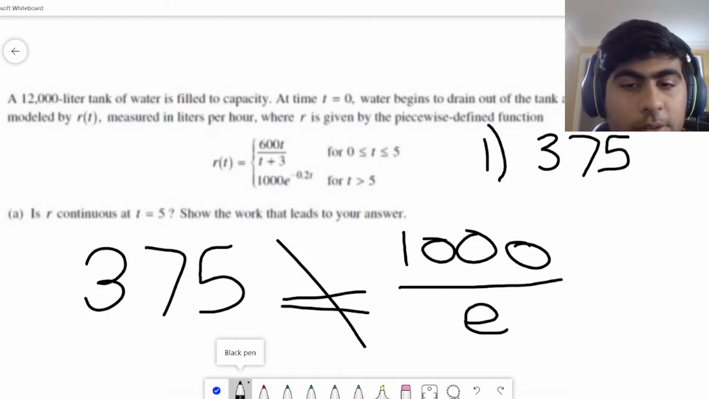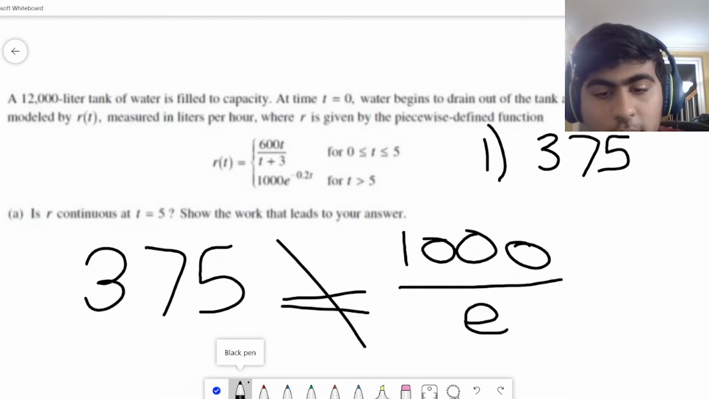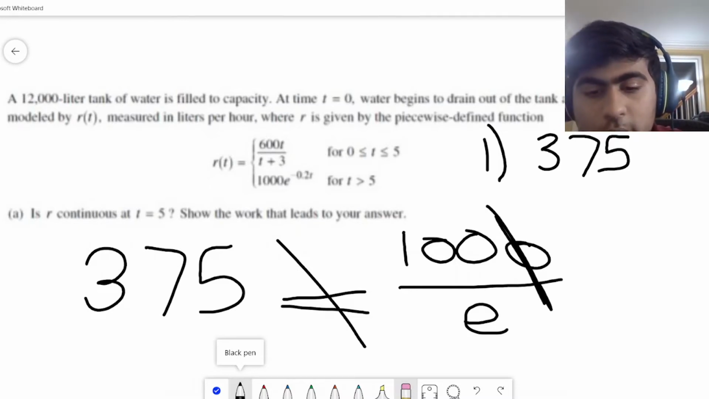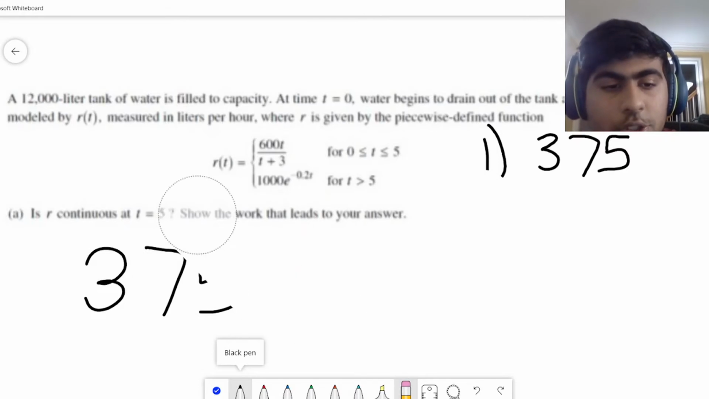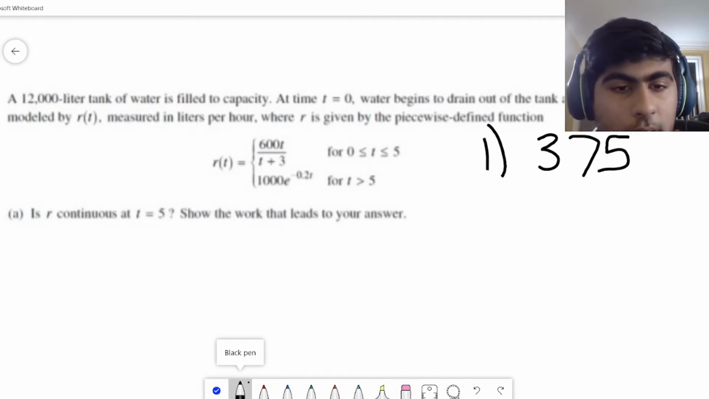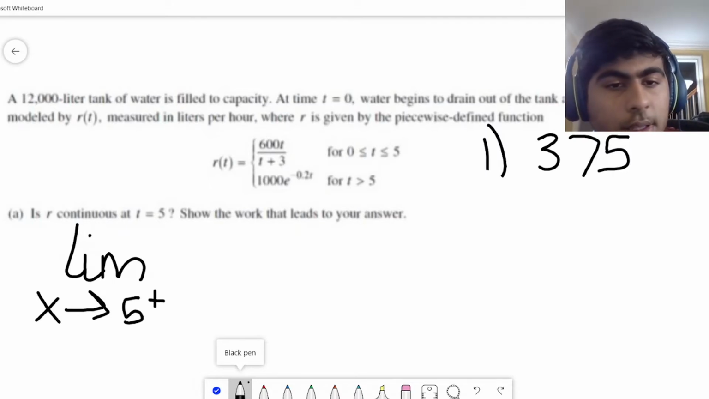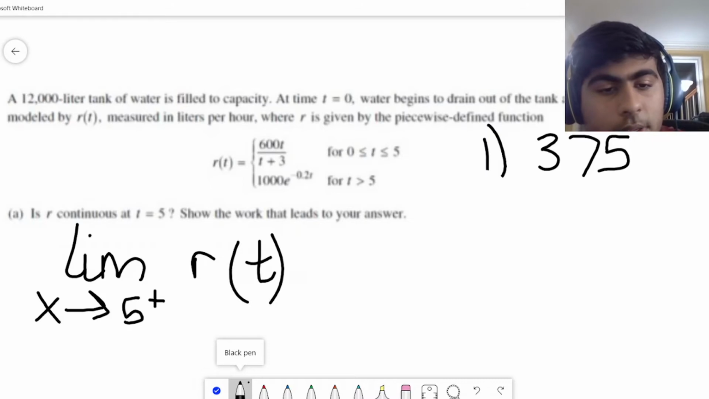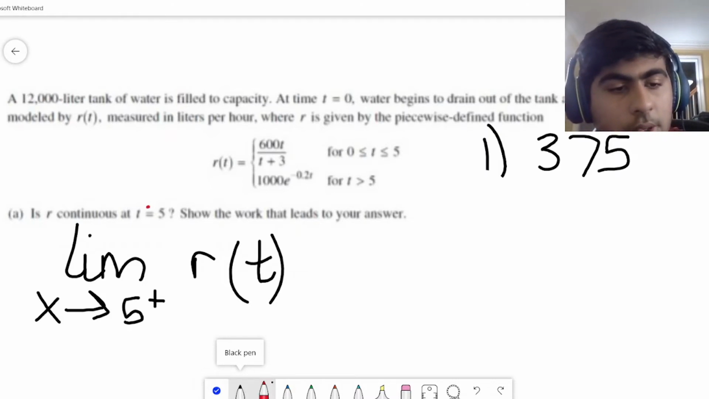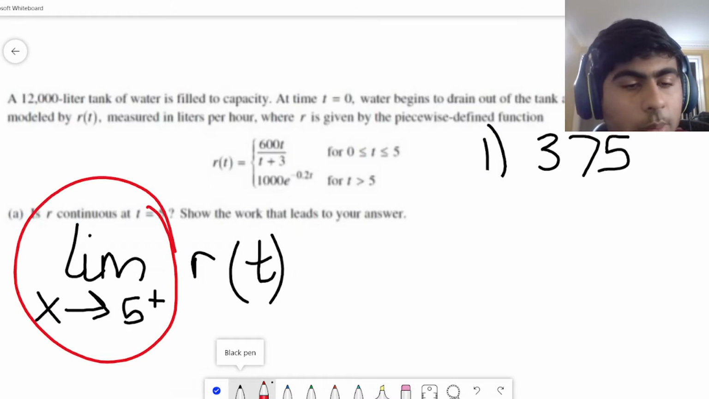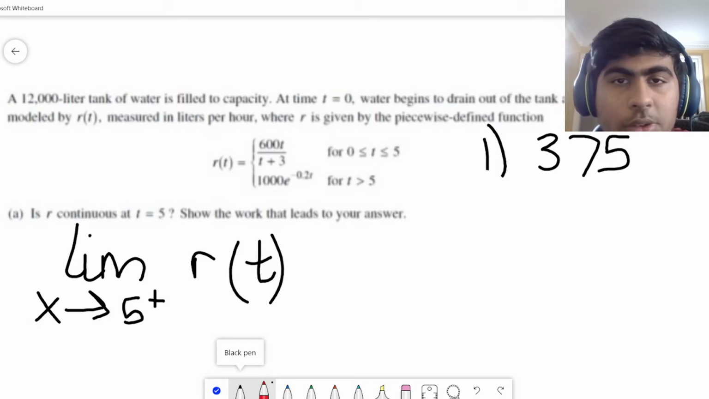Now one important thing that we didn't really show here is that when the problem asks you to show your work, it's always a good idea to say limit as x approaches 5 from, say, the positive side of r of t. Because while you may know this notation and have it in your head, if you don't put it down, that sometimes will not count as showing the proper work.